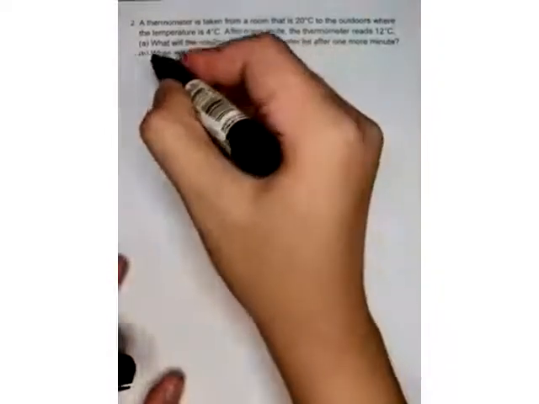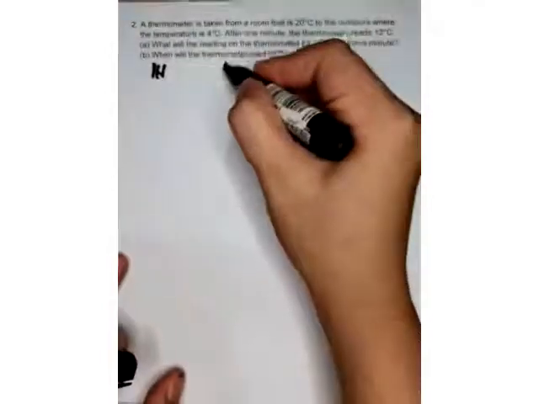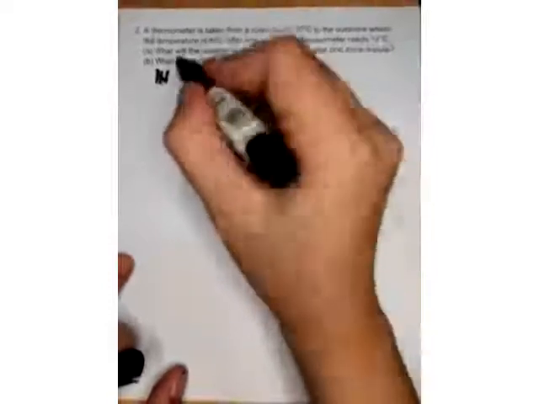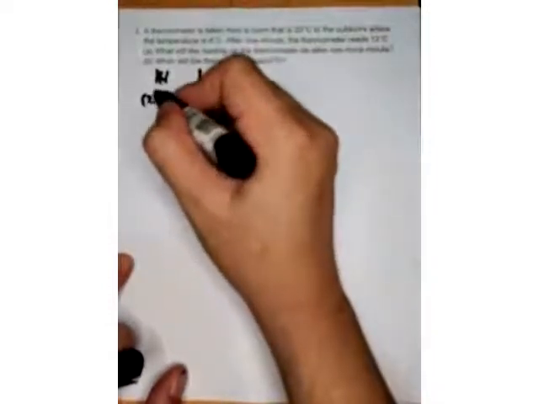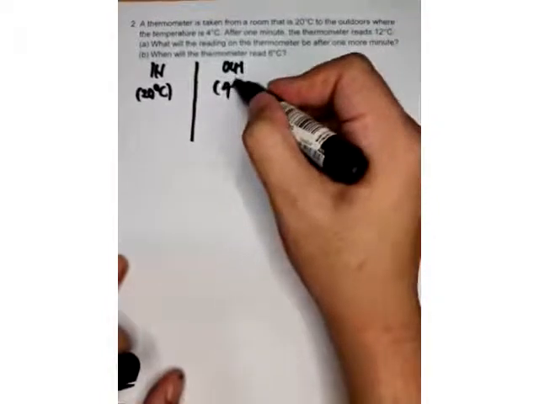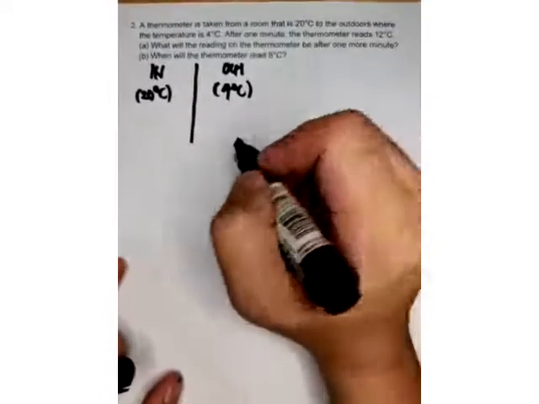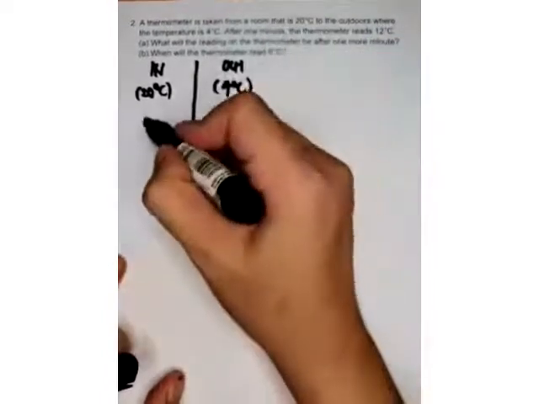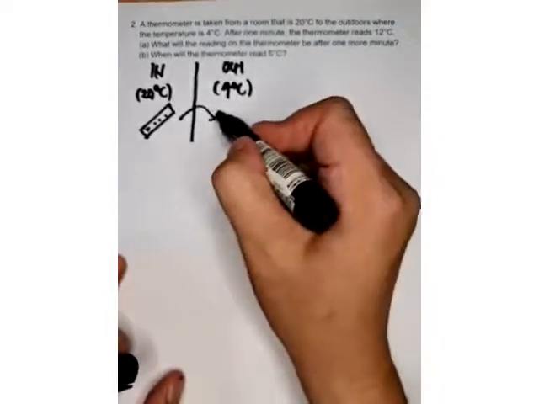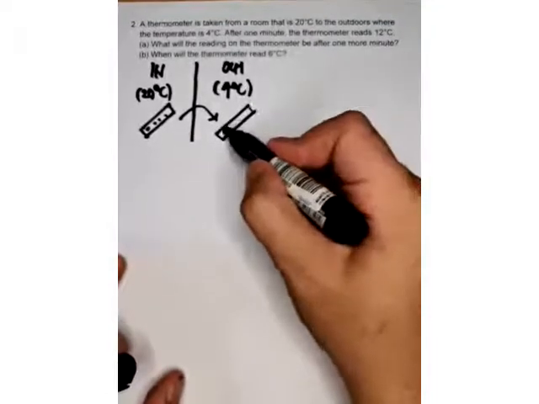Okay, so if we will try to draw a figure for this example, sabihin na natin ito yung in and then this is out. Ayan. So yung inside ng temperature daw ay 20 degrees Celsius. And then yung outside is 4 degrees Celsius. Ayan. So we have a thermometer which is initially inside and then nilabas siya. Ayan. So nilabas siya dito.